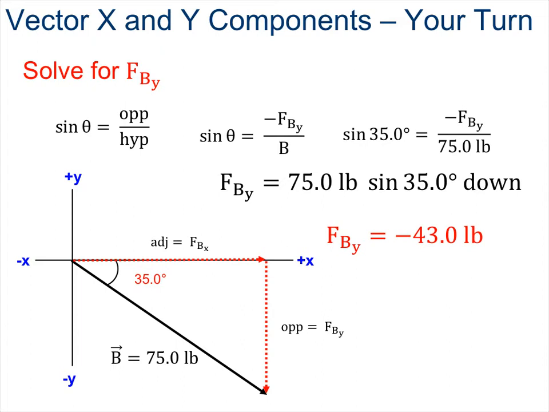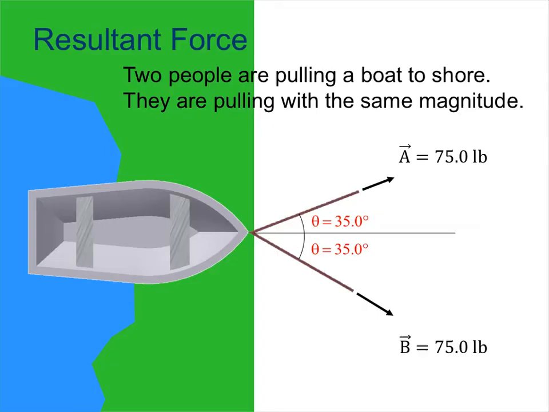Now notice that the opposite side, or the force of B in the y direction, is going downward. Anytime you go downward, we're going to have to throw a negative sign in front of that value. When it comes to finding the resultant force, you're going to want to take the sum of the forces. In this particular example, you can see that two people are pulling a boat to shore, and they are pulling with the same size magnitude.